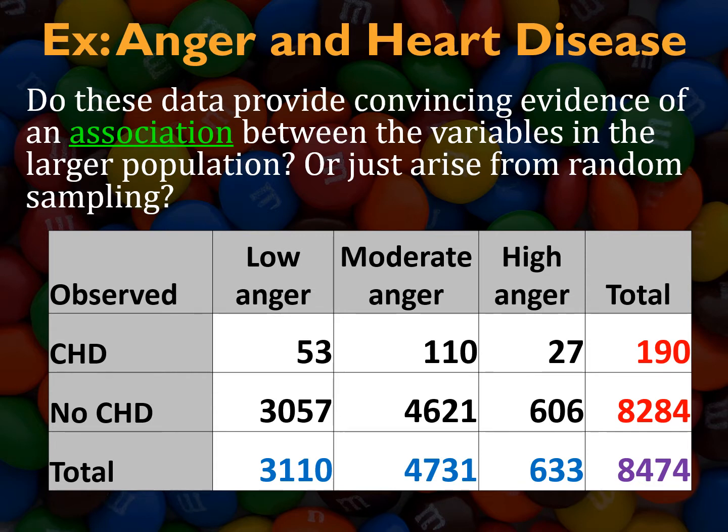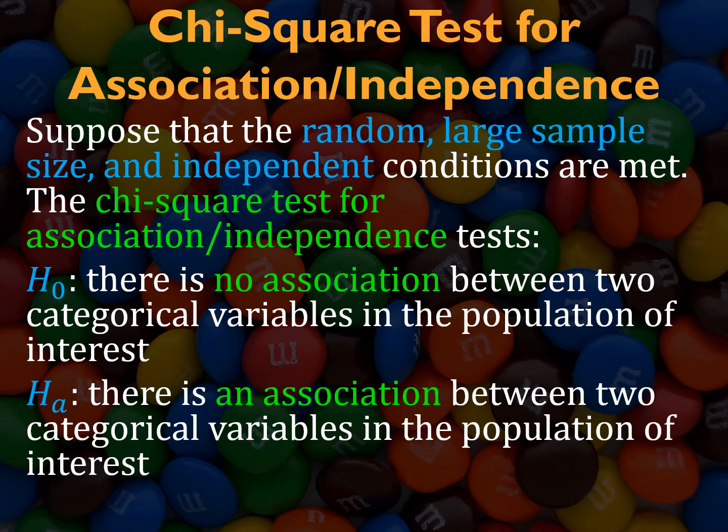Notice here we are looking at one population. We want to see if there's an association or a relationship between anger levels and heart disease. This is different than homogeneity. In a homogeneity test, we might have three different populations, with different anger levels, and want to see if there's a difference in the percentage of those that got heart disease. It seems very semantic, but it's actually a very important distinction between how the data are collected for these two different tests.